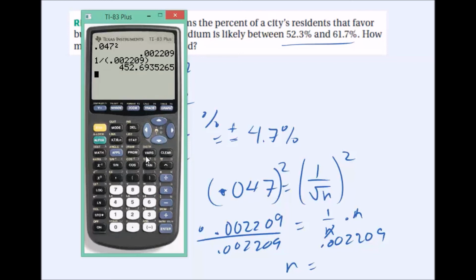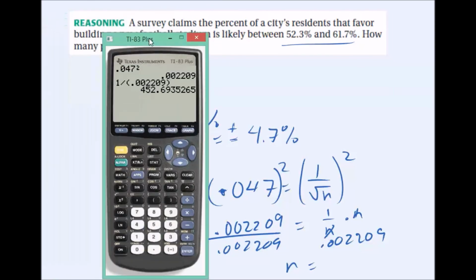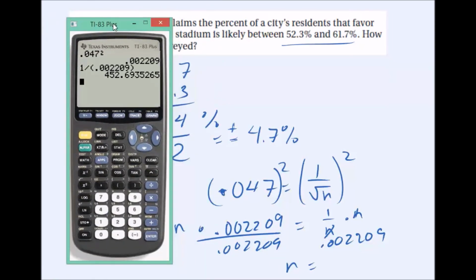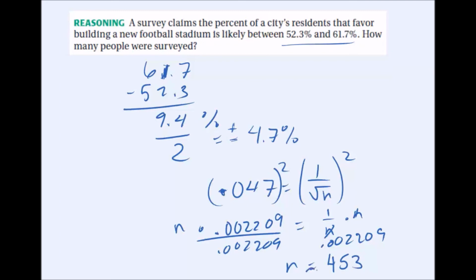It says 452.69. Of course, n is the number of people, the residents of the city, so we can't really have a decimal because it doesn't make sense to have 0.69 of a person. So we're just going to round that up to 453 and say they surveyed about 453 people. And of course, this is all relative anyway. The margin of error is like a best guess. So they surveyed about 453.